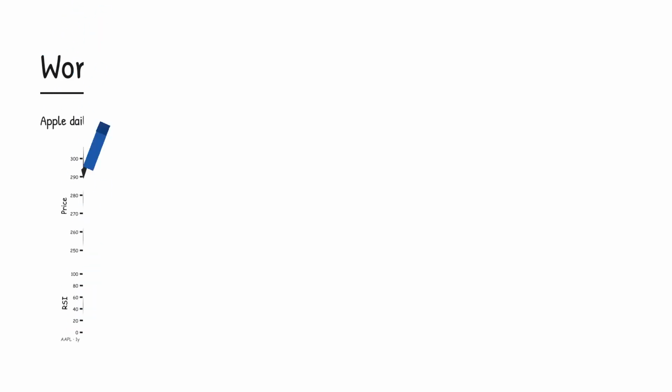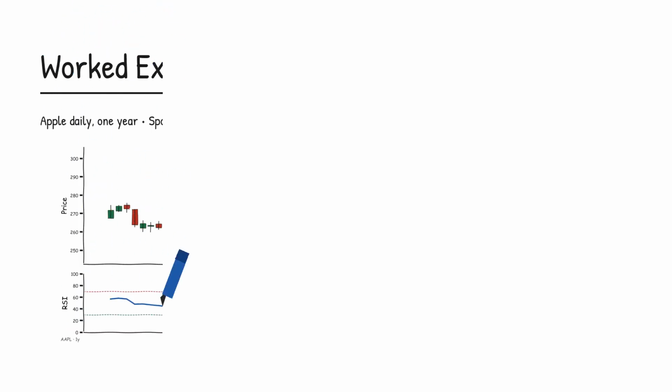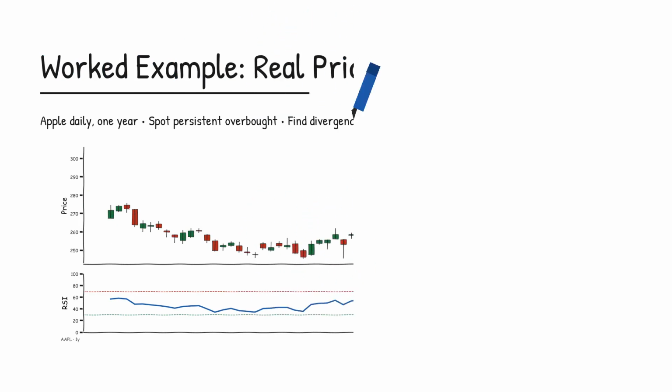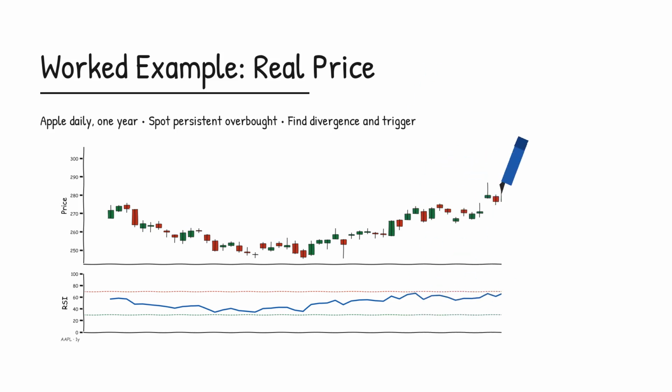Let's validate on Apple daily candles over the last year. Watch where RSI tags overbought during a clean trend and price continues higher for weeks. Now find the bearish divergence. Price grinds to a new high while RSI rolls over. That is your warning. The trigger fires when RSI breaks 50 and the prior swing low cracks.